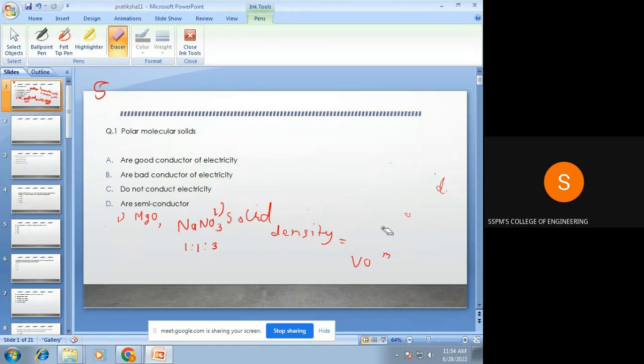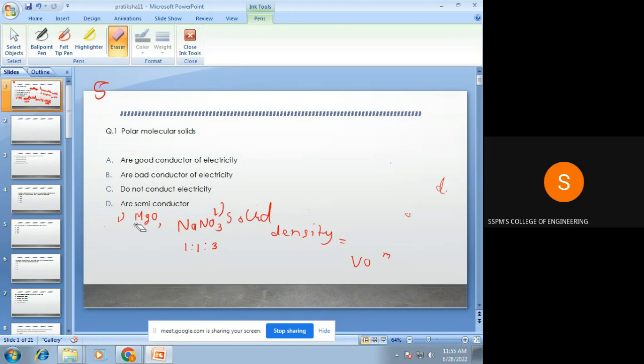Okay, then next is polymorphism. In polymorphism, the substance is the same but the structure is different. This was asked in an MSc CET question. Okay, then next is the classification of solids. First are molecular solid, ionic solid, covalent network solid and metallic solid.